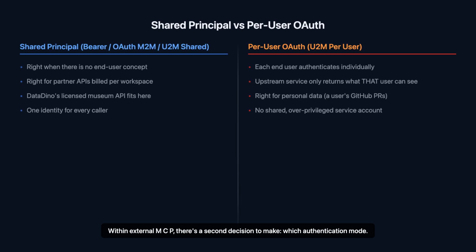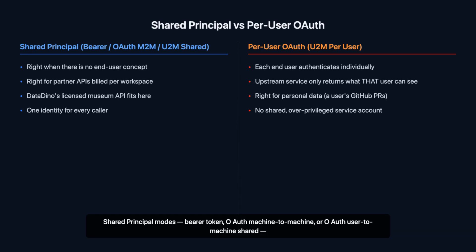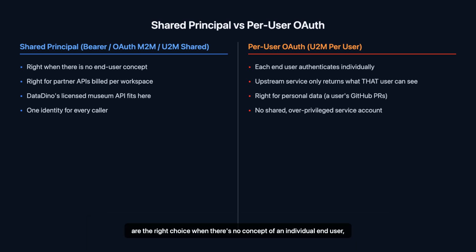Within external MCP, there's a second decision to make: which authentication mode. Shared principal modes, bearer token, OAuth machine to machine, or OAuth user to machine shared, are the right choice when there's no concept of an individual end user, or when the partner API is billed per workspace. DataDino's licensed museum API fits here exactly, since one identity handles every caller.